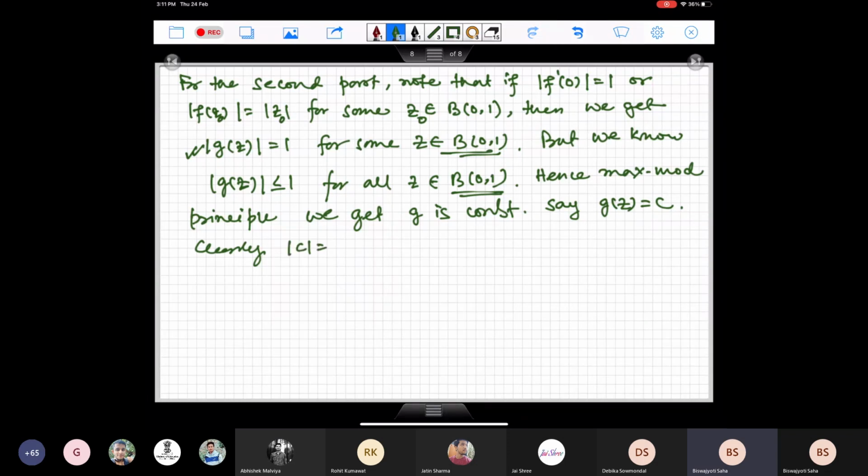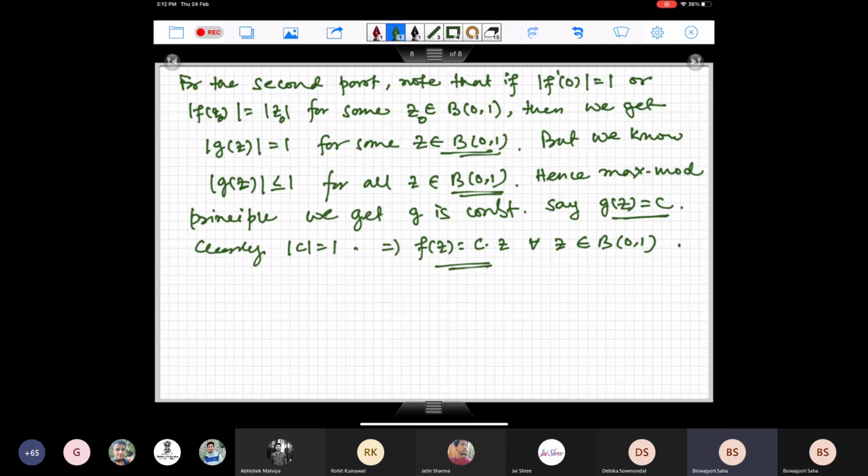So clearly mod c is equal to 1, as, yes, this. Okay, so you understand why it is true. Anyway, so clearly mod c is equal to 1 and g of z is equal to c. This implies f of z is equal to c times z for all z not equal to 0 in B(0,1), and of course this equality is also true for z equal to 0, so I can write this is true for all z in B(0,1).